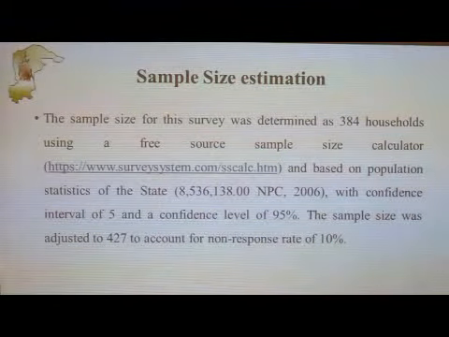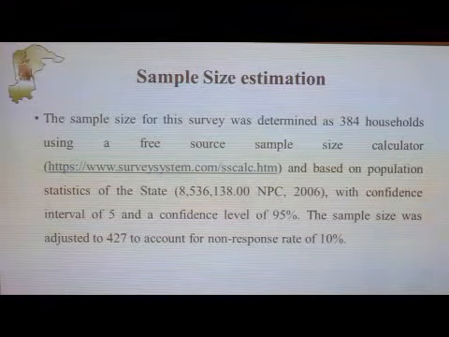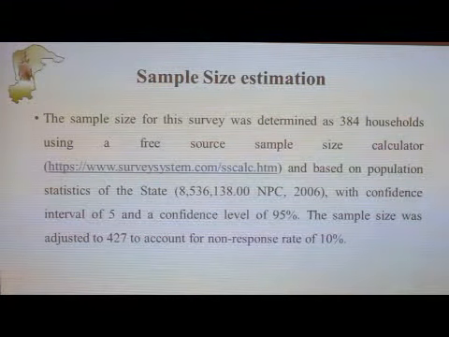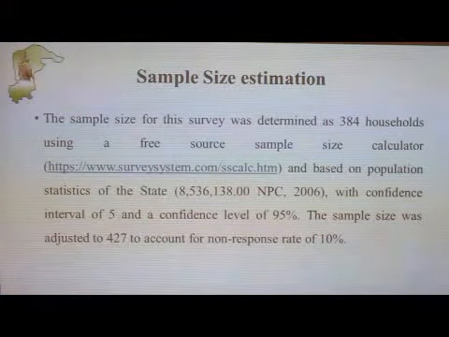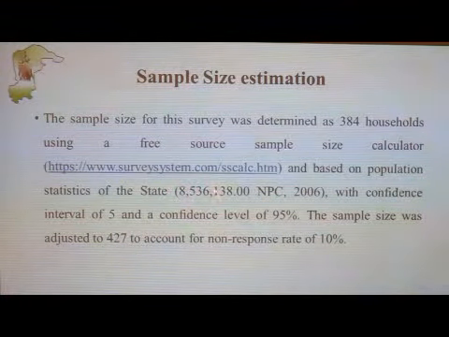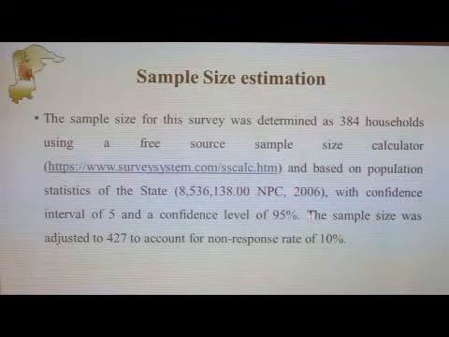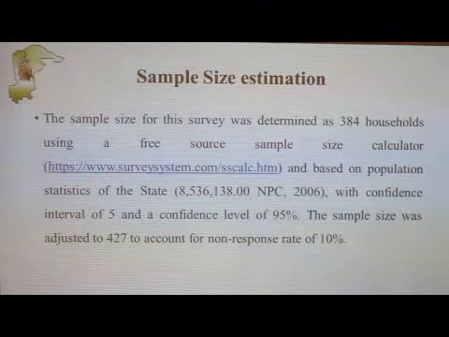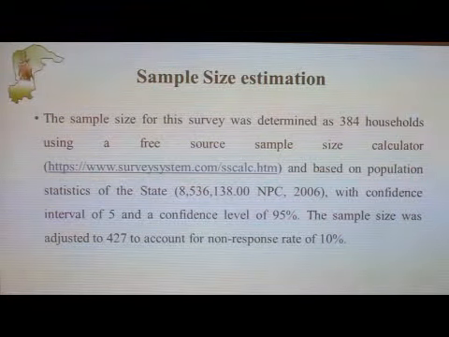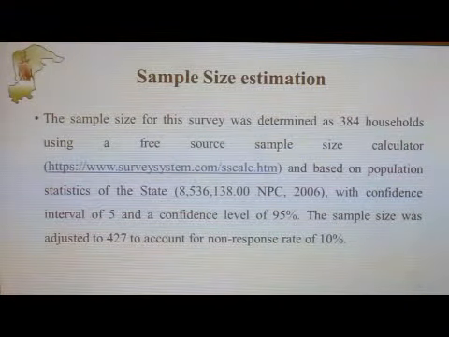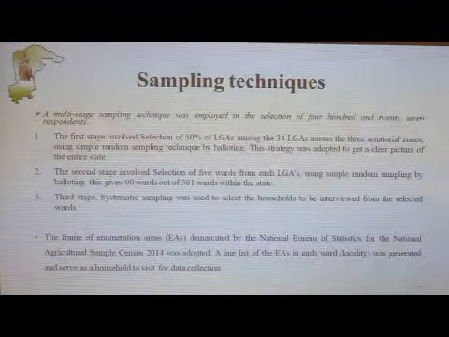The sample size was determined as 284 households using a sample size calculator, based on the population of Katsina State of 8,536,000 from the National Population Commission 2006, with a confidence interval of 5 and confidence level of 95. The sample size was adjusted to 427 to account for a non-response rate of 10%.